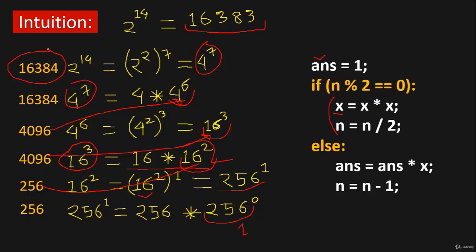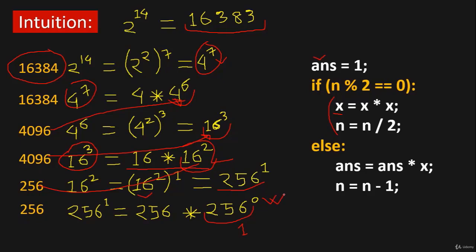And this is how we can solve this problem. So here what we have seen: if the power, the value of n, is a multiple of 2, that is divisible by 2, then we will multiply x by x and divide n by 2. If the value of n is not divisible by 2, we'll subtract 1 from it and multiply the answer by the value of x, and that is 4. And we keep doing this process until we have n equals 0.